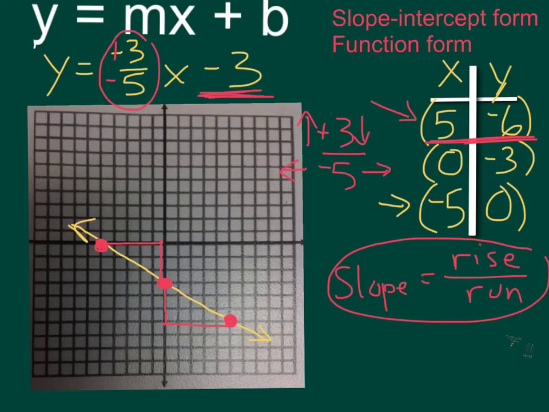Either one is the same exact movement if you look at this, because the one that I did as down 3, right 5, I could have done by going up 3, left 5. And the one that I went up 3, left 5, I could have done the same thing by going down 3, right 5. Those are the movements between the points of the line.